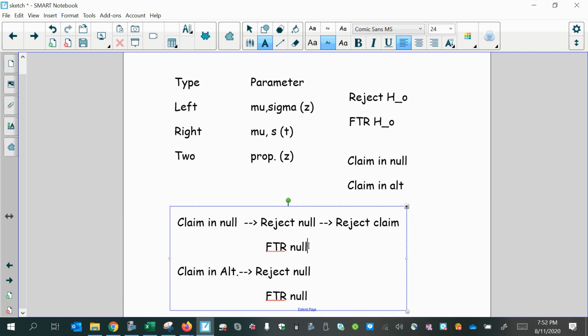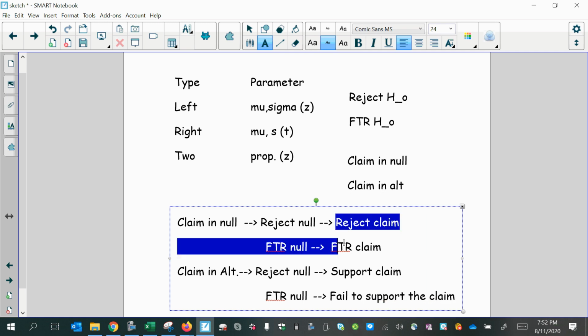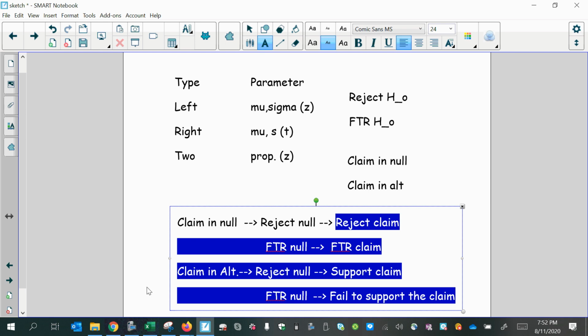If your claim is in the null and you fail to reject the null, then you fail to reject the claim. Notice we don't say accept the claim. That's improper. If your claim is in the alternative and you reject the null, then you have support for the claim. And if your claim is in the alternative and you fail to reject the null, then you fail to support the claim. Okay, so 4 different endings. And these are summarized in your reference packet.